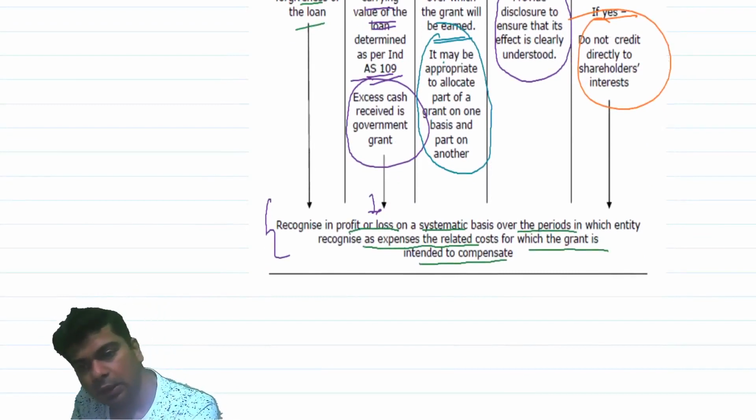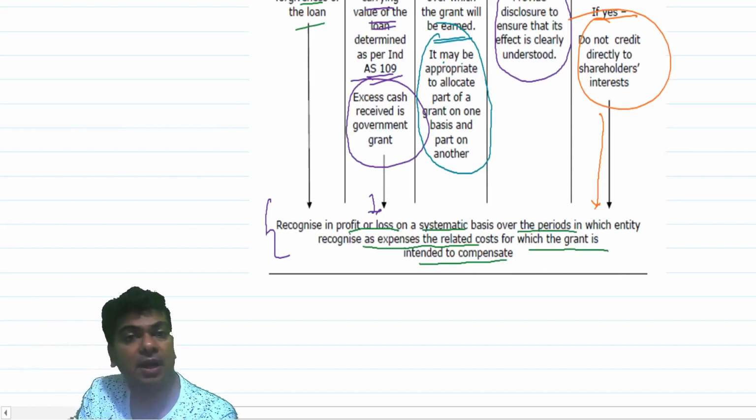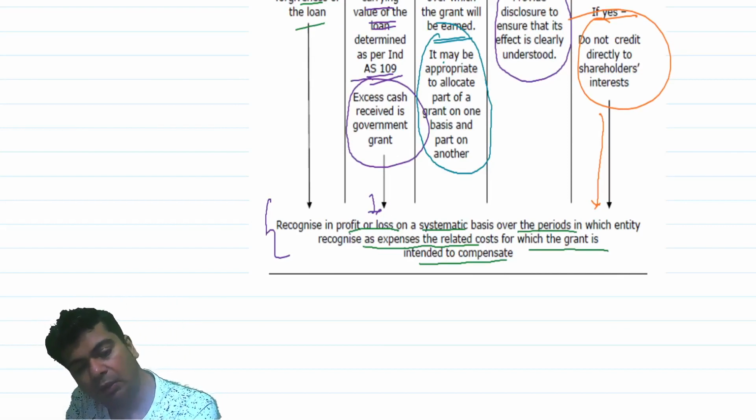Okay. This grant, here's the arrow, right? They say recognize the profit or loss on a systematic basis over the period in which the entity recognizes as expenses the related cost that the grant intends to compensate. Accounting of the government grant shall be still through the profit and loss account.